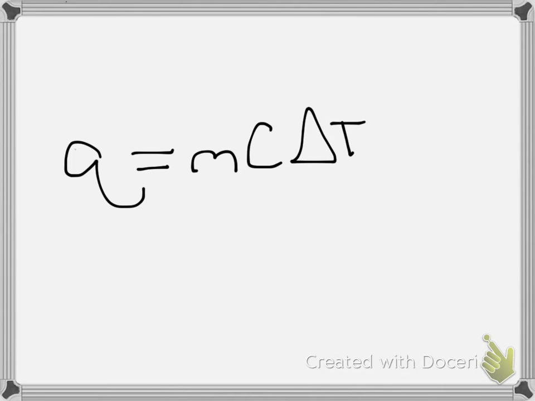Hello. Today I'm going to be talking about the MCAT equation and also the Q equals negative Q equation. And so here is the MCAT equation. It is Q equals mc delta T, and I will go on and explain each variable separately.